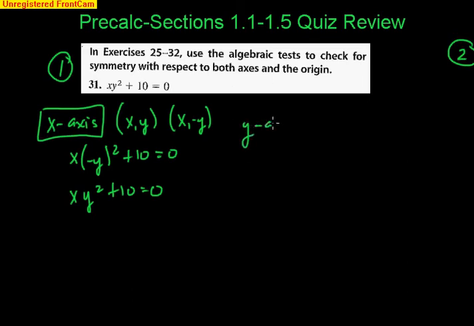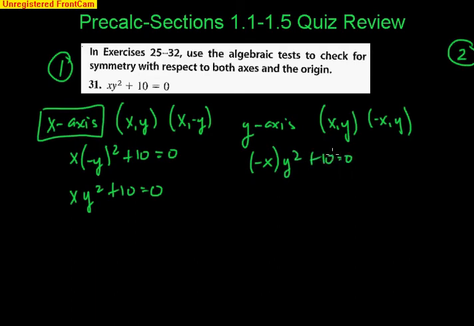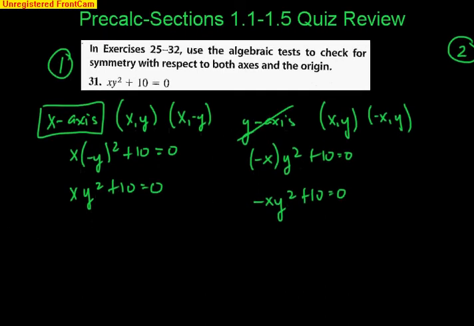Well, to test for y-axis symmetry, the points (x, y) and (negative x, y) will be on your graph. So you need to check to see if negative x produces the same y value. So we plug negative x in for x. The y squared remains a y squared. This negative, since it's the first power, stays negative and creates a negative x y squared plus 10. And this is not the original equation, so it does not have y-axis symmetry.